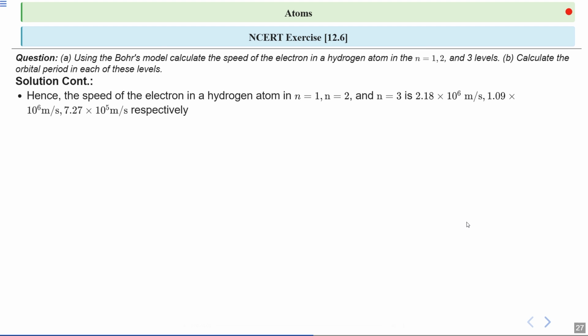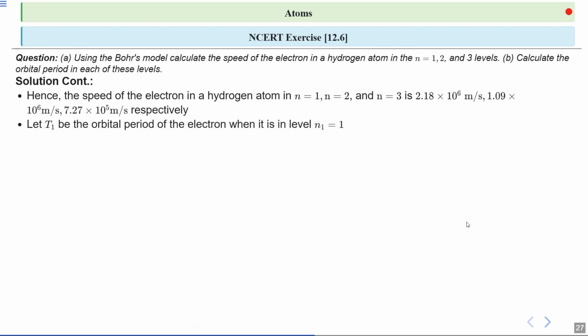Hence, the speed of the electron in a hydrogen atom in n equal to 1, n equal to 2 and n equal to 3 is 2.18 times 10 to the power 6 meter per second, 1.09 times 10 to the power 6 meter per second and 7.27 times 10 to the power 5 meter per second respectively.